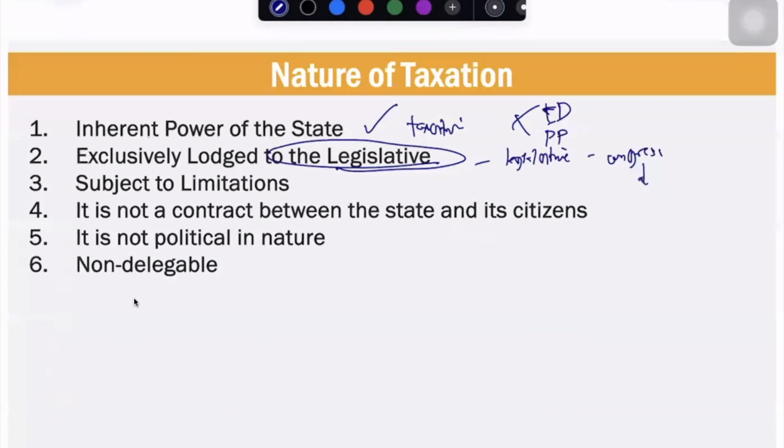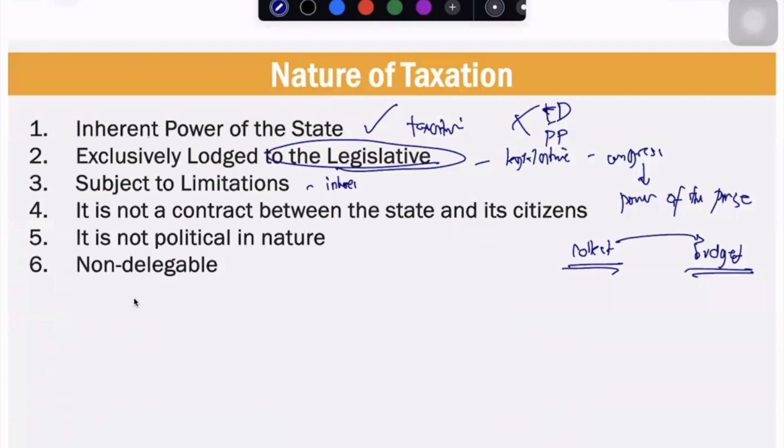By the way, Congress has the power of the purse. So what do we mean by the power of the purse? They can collect taxes, and based on the collection of the taxes, they provide the budget. So it's up to them how they collect the taxes and allocate the budget based on that collection. Next, it is subject to limitations. We said it is subject to inherent and constitutional limitations.